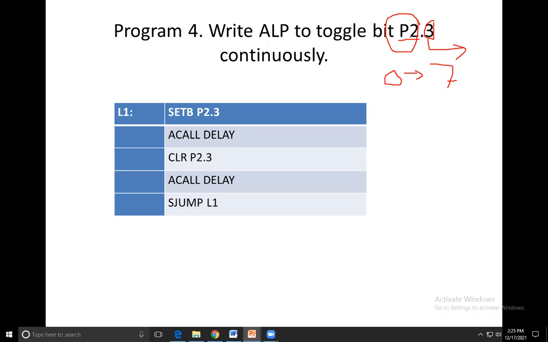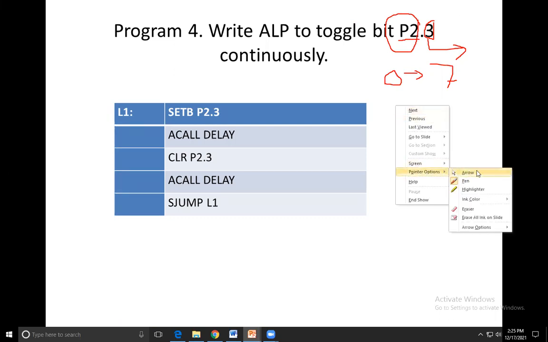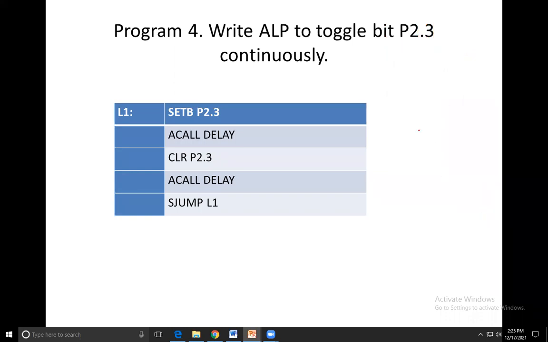So this is to toggle the bit P2.3 continuously. Toggle means 0 1 0 1, only one bit of the port. When you work with any single bit, for that purpose we have to use the bit manipulation instructions. So how do the bit manipulation instructions work?